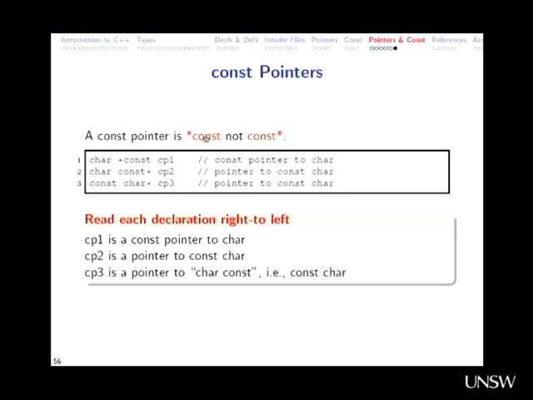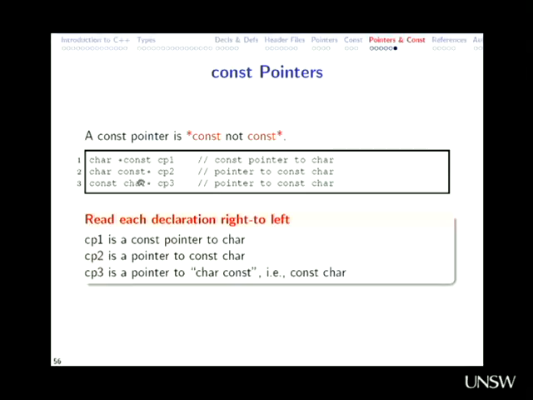Now, what you should be aware of is where these stars go, okay? char * const p1 is a constant pointer to a character. char const * is a pointer to a constant char. const char * is a pointer to a constant char. Okay, so see how the const has gone on the other side, but still the same thing?